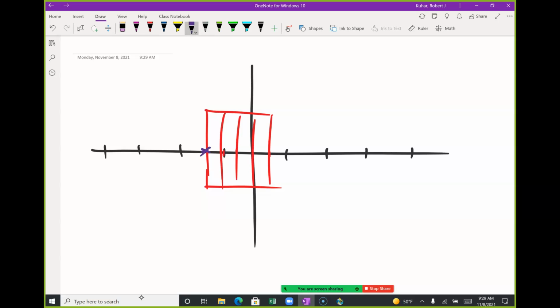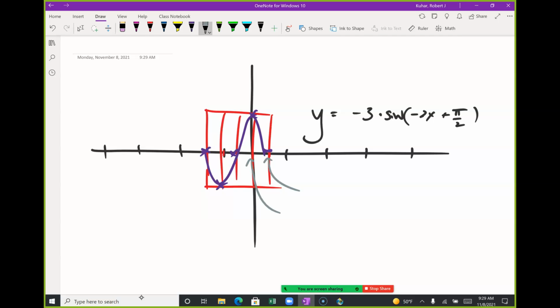And again, I like to draw my curve left to right. There it is, sorry. Y equals minus 3 times the sine of negative 2x plus pi over 2. And I can see that my ticks are labeled, right, just the way I found them.